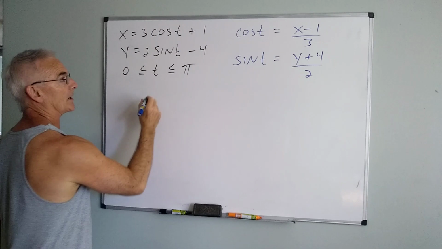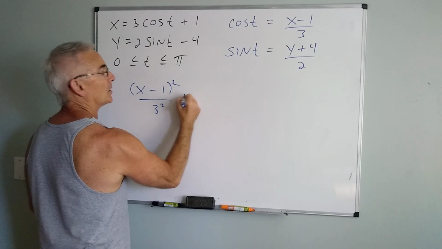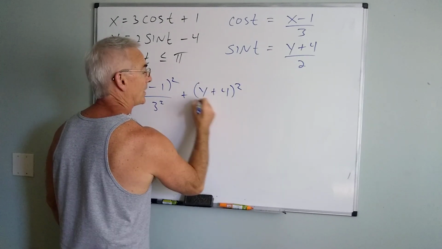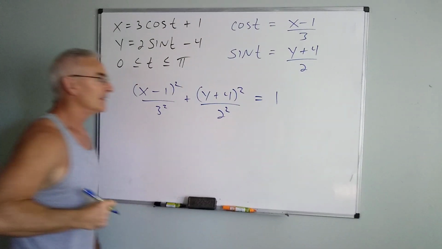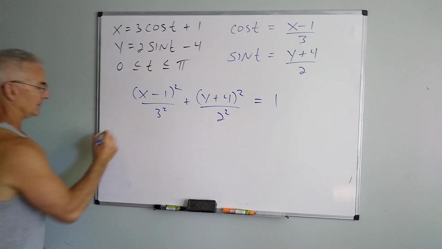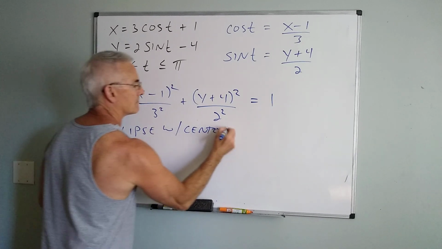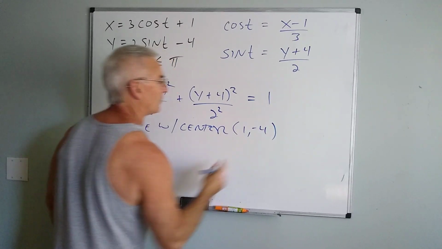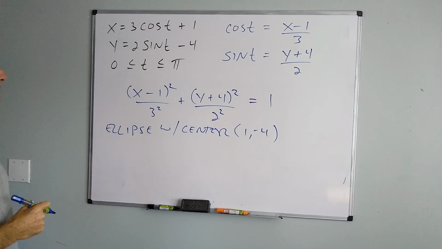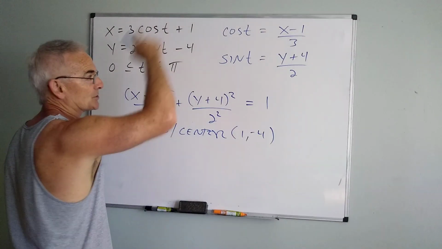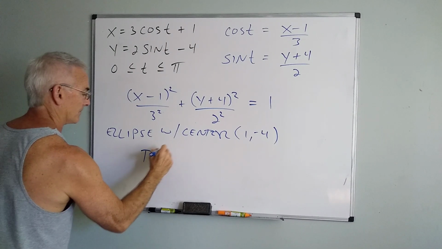Now if I take the sum of the squares, I'll have x minus 1 squared over 3 squared plus y plus 4 squared over 2 squared, which is essentially cos squared plus sine squared, so I know that would equal 1. And we recognize that is the equation of an ellipse with center at 1, -4. However, that restriction right there means it's not going to be the whole ellipse. Because t, which goes this way, is only going from 0 to pi, this will only represent the top half of the ellipse.